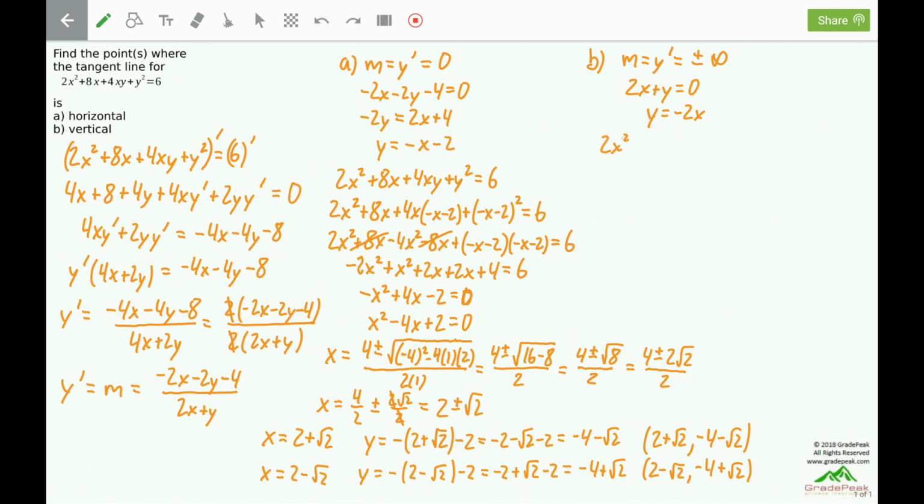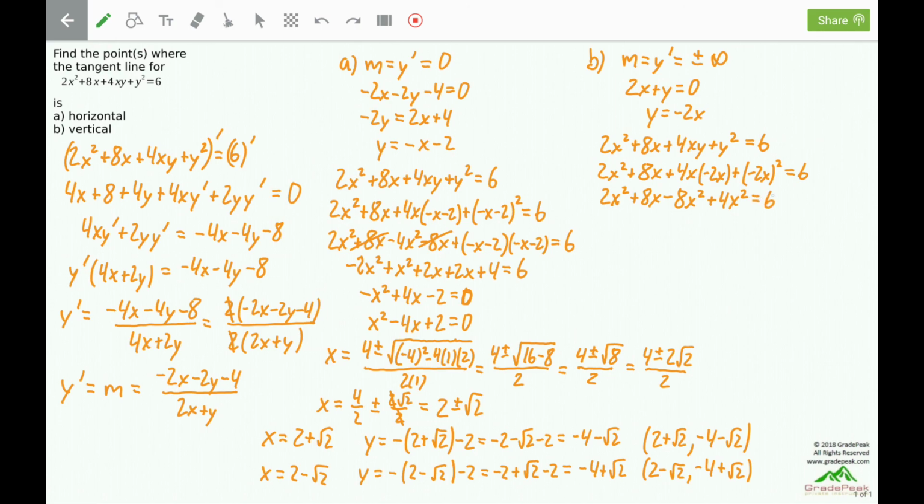So 2x squared plus 8x plus 4xy plus y squared equals 6 will become 2x squared plus 8x plus 4x times a negative 2x plus a negative 2x quantity squared equals 6. So we have 2x squared plus an 8x. A 4x times a negative 2x is a negative 8x squared. And then a negative 2 squared is a positive 4, and an x squared equals 6.